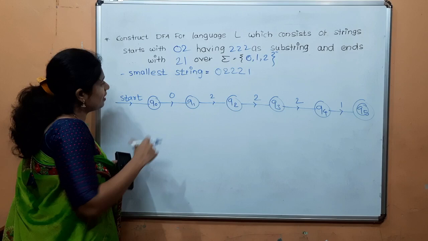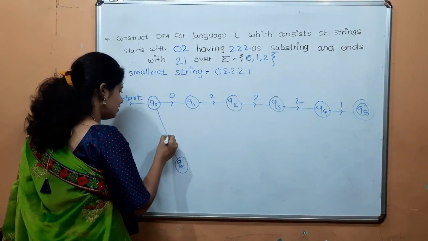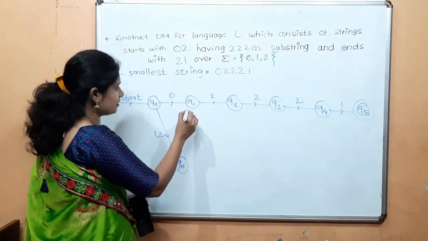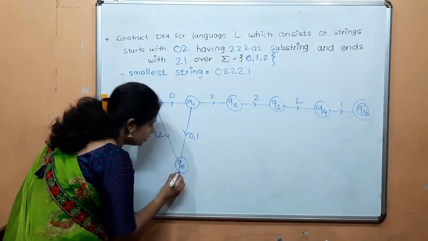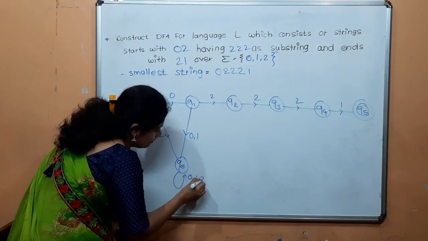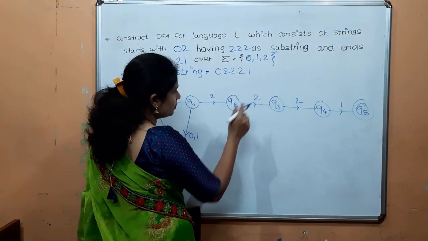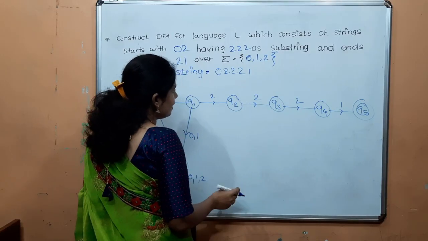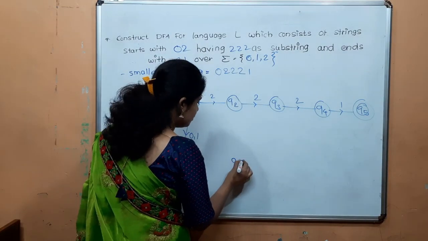Now see here, the string starts with 0. If the string starts with 1 or 2, it will become an invalid string. If 0 or 1 occurs in between these two, it is invalid. Now this is the starts with. Now having 2, 2, 2. If 0 occurs in between these two, then what can I do? I cannot give it here, so here I can add a new state Q6.